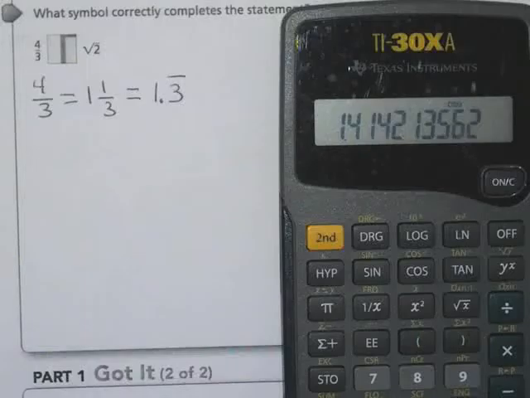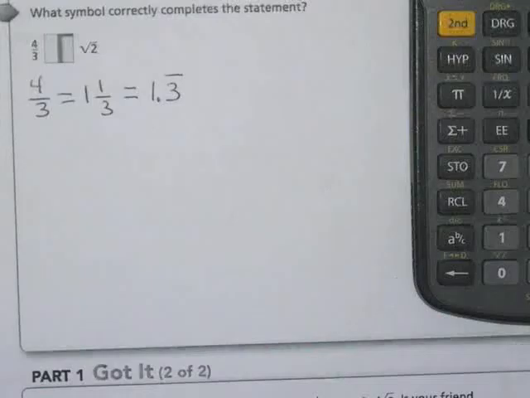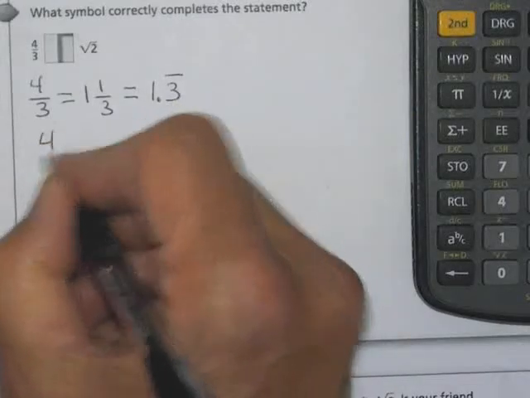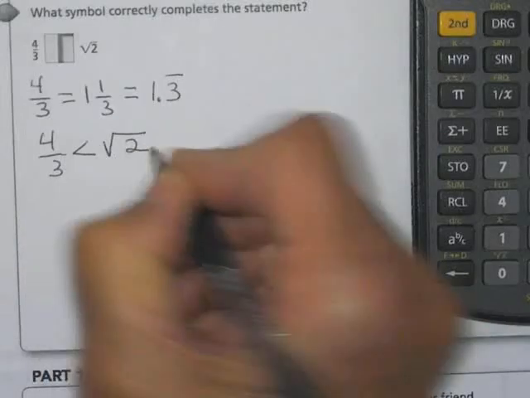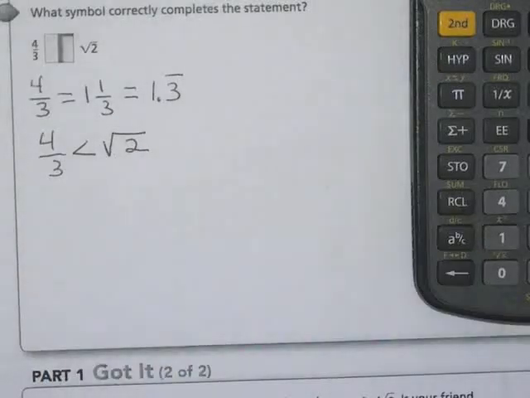I think we can agree that 1.4 is larger than 1.3 repeating. So we can say that 4/3 is less than the square root of 2. That would be our first example of ordering rational numbers and irrational numbers.